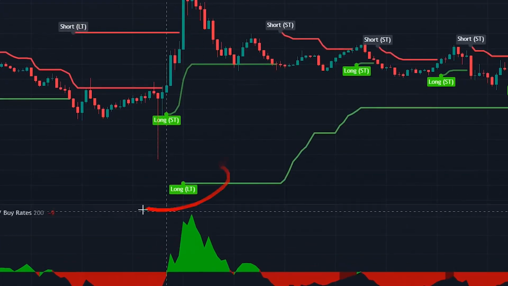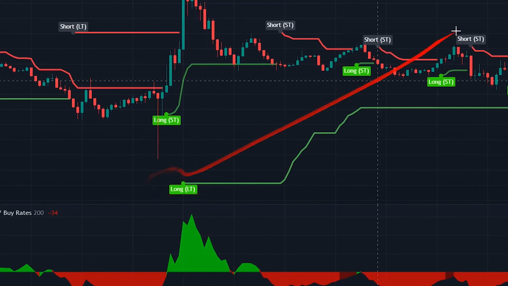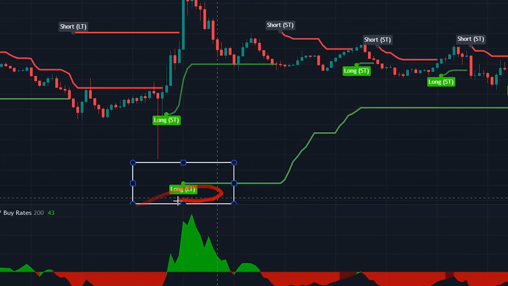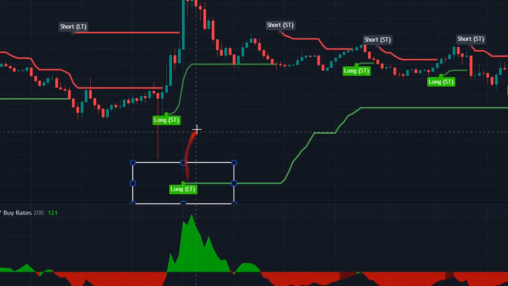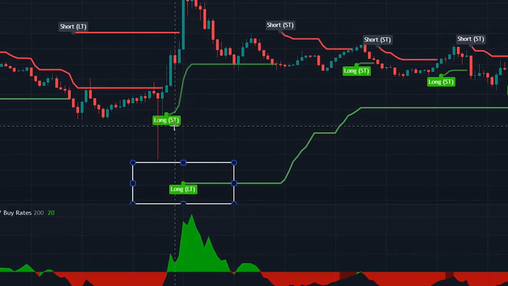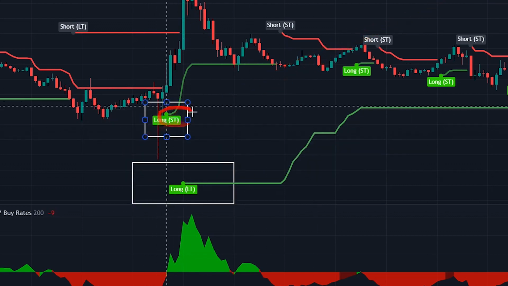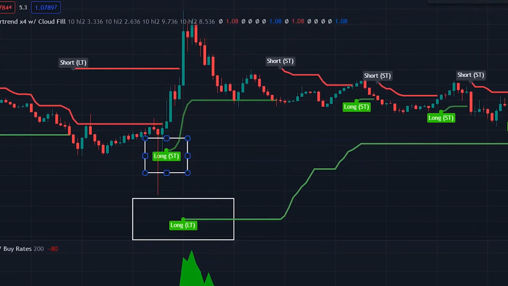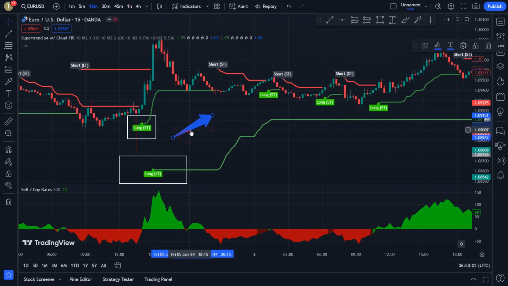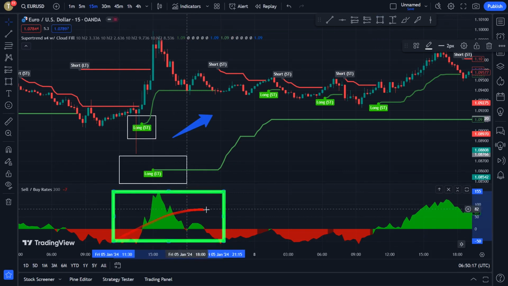Now, for buy orders, the first thing to consider is the Super Trend indicator gives us a long signal. After that, you should identify the market trend and be sure that the market is in an uptrend. This means all lines should be green and price candles should be above these two lines. After seeing these conditions, check the buy and sell rates indicator and make sure they are in the green zone. Once all these conditions are met, you can place a buy order at a desired point.